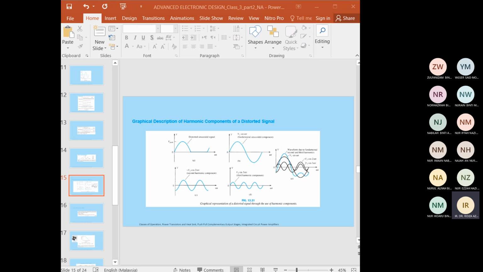The distorted waveform which occurs in a class B operation can be represented using Fourier analysis, as the fundamental plus the harmonic components. So as we can see in figure 12.21a, this one, it shows a positive half cycle such as the type that will result in one side of the class B amplifier. So we can see that half of the cycle is generated at the output, and then the other half cycle is zero.